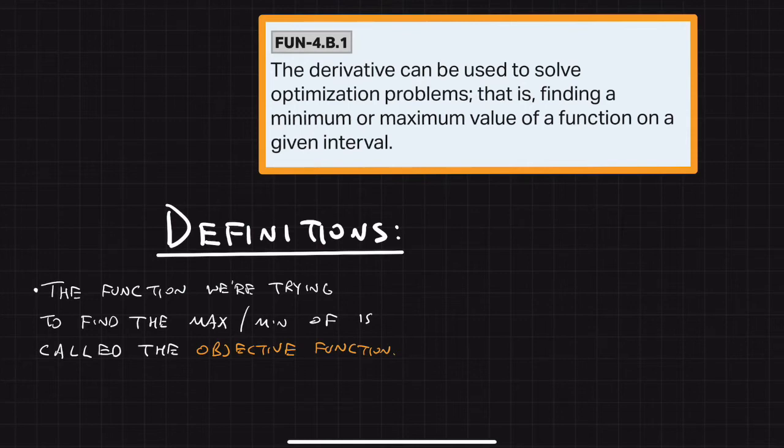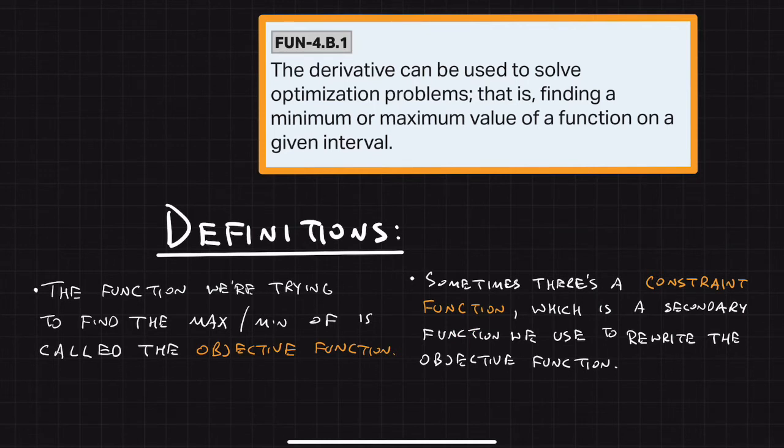That's your main function. And then often there's some sort of constraint that you're given. This is a secondary function that you are going to use to rewrite the objective function.